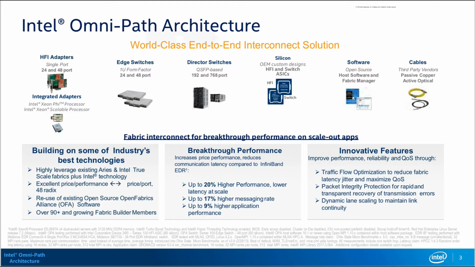And then the other is packet integrity and protection, or PIP for short. That is a no latency error detection and correction implementation that we have. The industry, including InfiniBand, uses something called forward error correction, which can double switch latency or double the time to move traffic through the fabric.